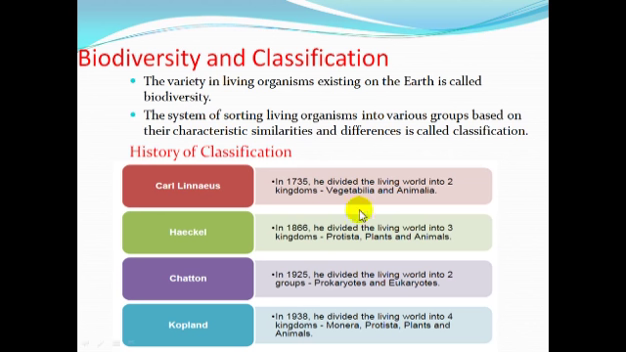Again Copeland in 1938 came with a new discovery: he divided the living world into four kingdoms, that is Monera, Protista, plants and animals. So what happened in those days was that whatever the latest experiment was, we started to follow that. Again for a long time nothing happened, but in 1969 one new scientist, Robert Harding Whittaker, came with a new experiment, a new discovery, that our kingdom is divided into five groups now.